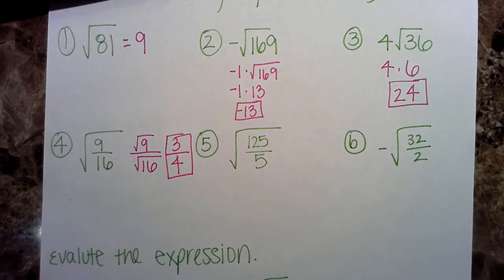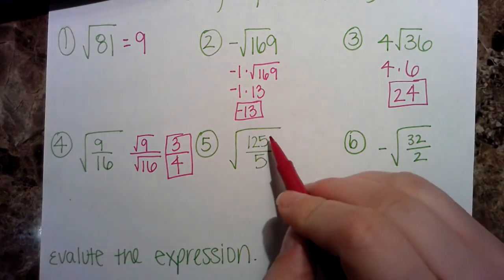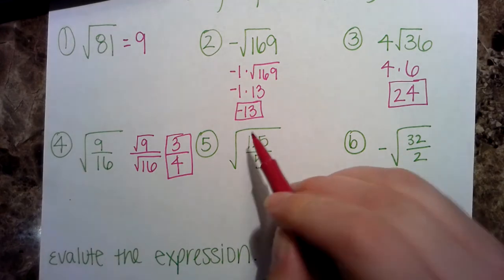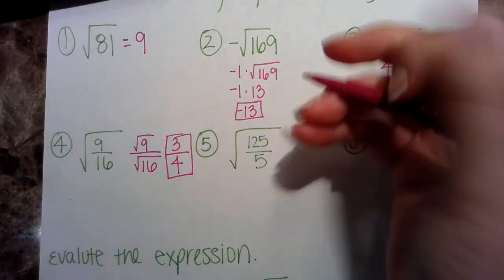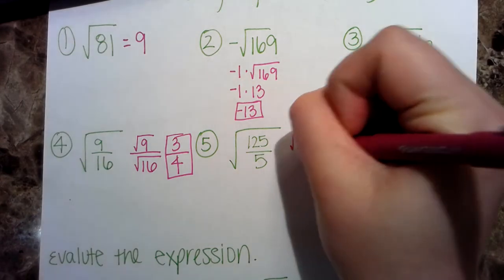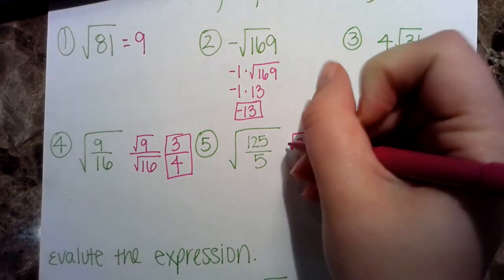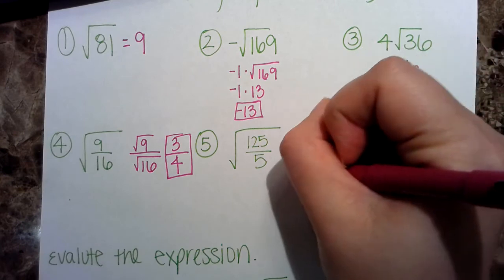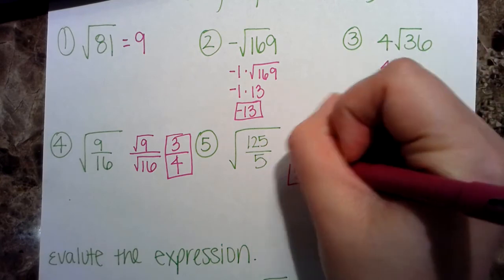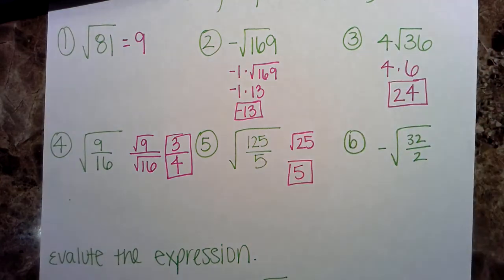3/4. Okay. My next one, I'm going to see if I can simplify 125 divided by 5. When I do that, I'm going to get the square root of 25 because 125 divided by 5 is 25. I'm then going to take the square root of 25, which is 5. So my final answer is 5.